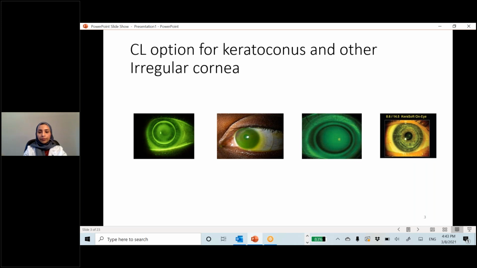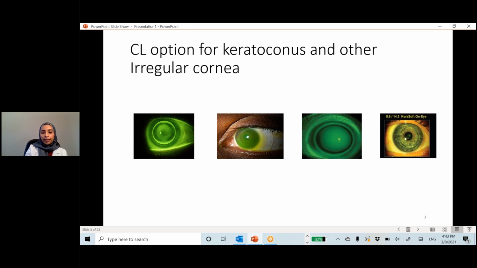The space between the irregular cornea and the back surface of the lens is filled either with the patient's own tears, in the case of corneal lenses or hybrid lenses, or with preservative-free artificial tears or saline, as in the case of scleral lenses. And what the liquid does is fill the gaps between the irregular surface of the cornea and the back surface of the lens, and that creates one optical system.